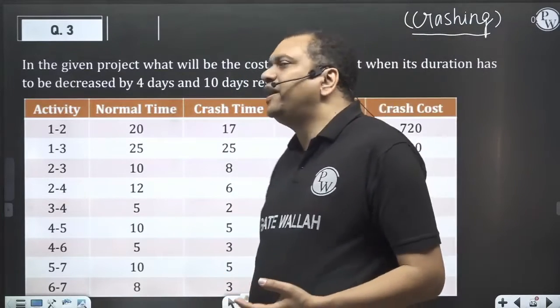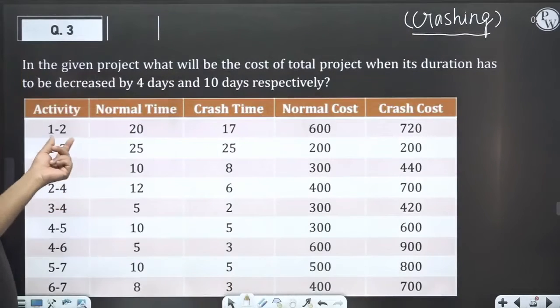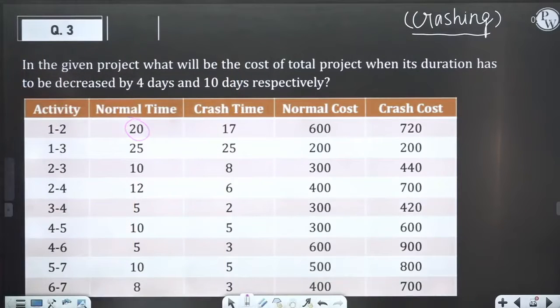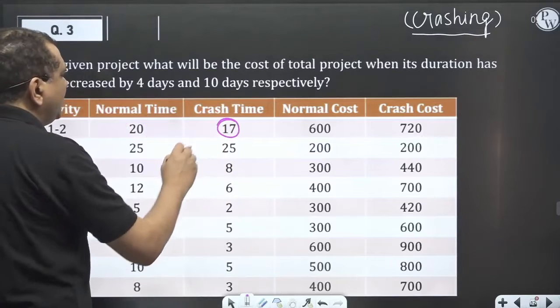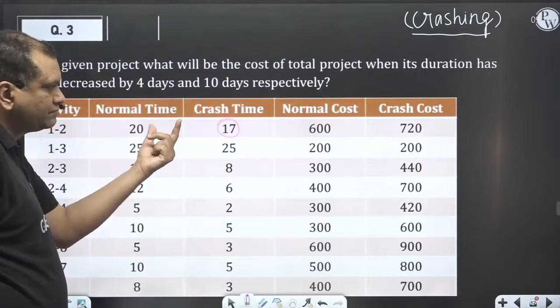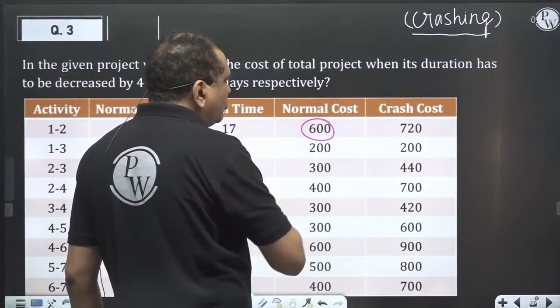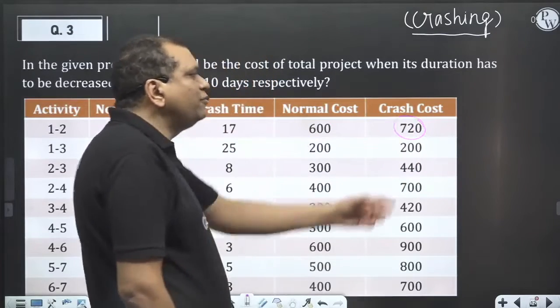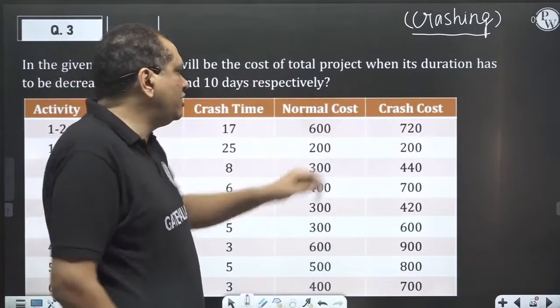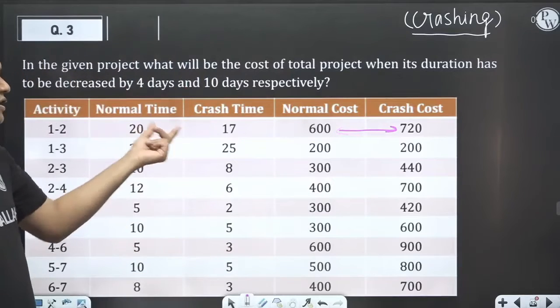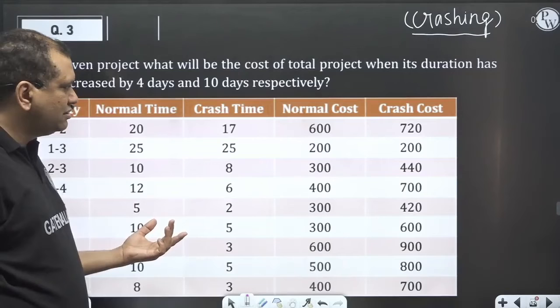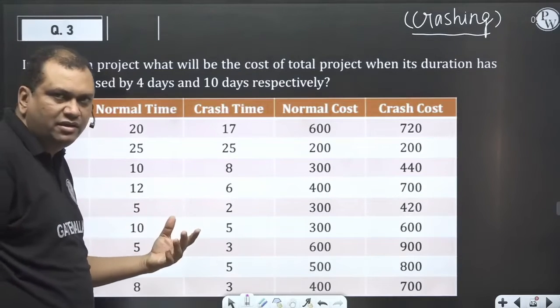Decreasing the activity duration by providing additional facility. For example, activity 1 to 2 can be completed in 20 days, but it can be crashed to 17 days. It means 3 days of crashing is possible. Normally, the activity costs 600 rupees, but with 3 days of crashing, it will cost 720 rupees. I mean, 120 rupees additional you have to pay for 3 days of crashing. So we are increasing the project cost by crashing, but the project duration will decrease.